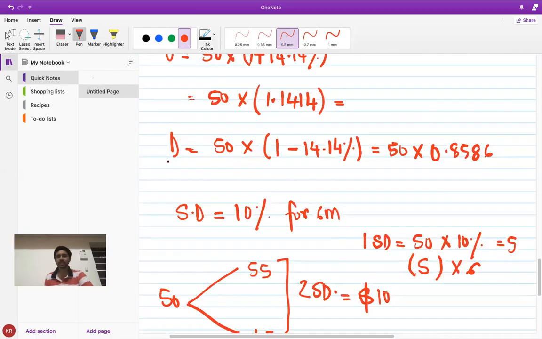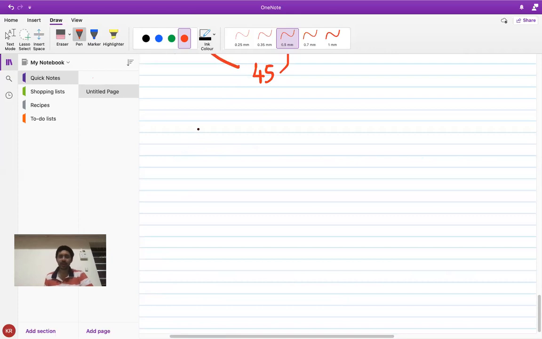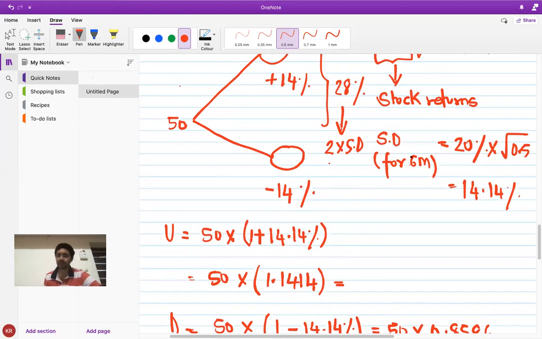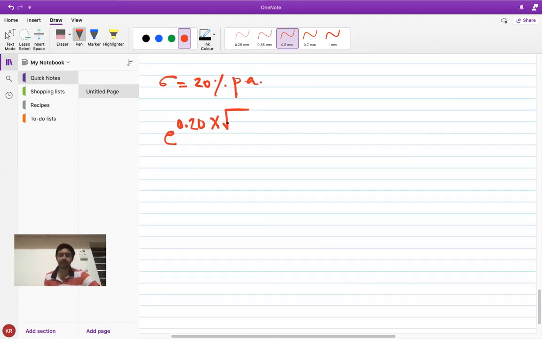So when you do e power sigma root t, sigma, the standard deviation on a per annum basis, is 20% per annum. If you calculate e power 0.2 into square root of t, and t in our case is 0.5, because we were trying to calculate the volatility for 6 months, I get the same as what we got above, e power 0.1414.